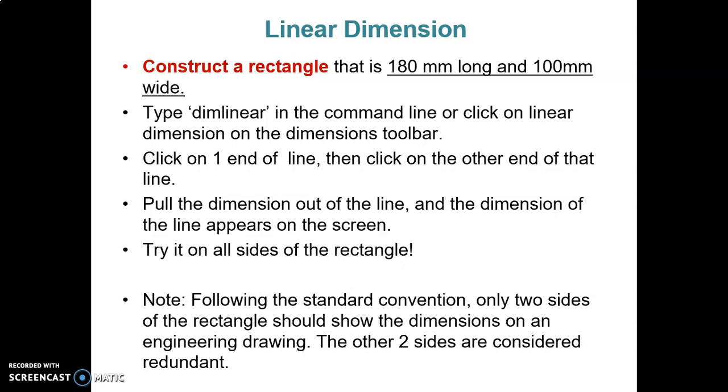Following the standard convention, only two sides of the rectangle should show the dimensions on an engineering drawing. So the other two sides are considered redundant. So if you have a rectangle, dimension one side and the other side, don't do all four. It will be redundant because they are the same.